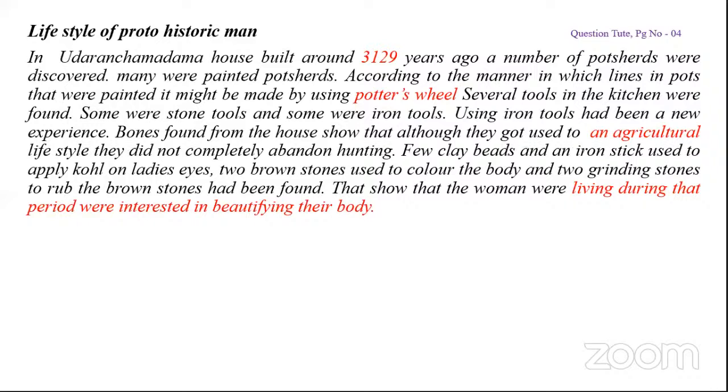A few clay beads and an iron stick used to apply coal on ladies' eyes, two brown stones used to color the body, and two grinding stones to rub the brown stones had been found. That shows that the women living during that period were interested in beautifying their body.